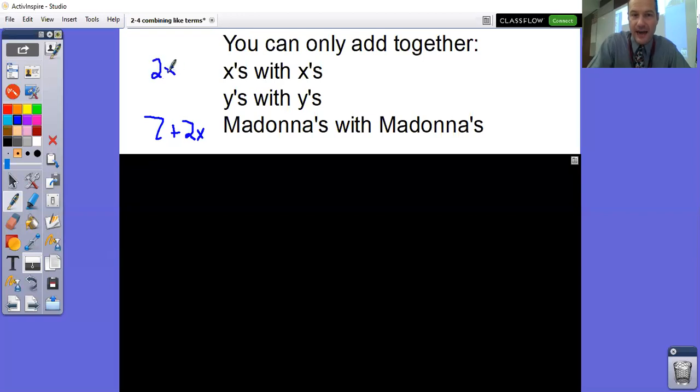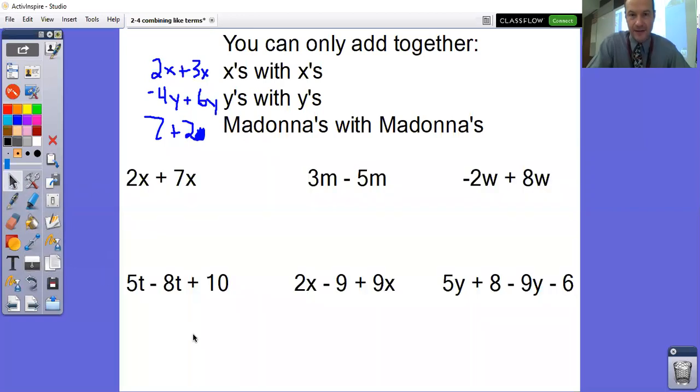For example, if we had a 2X and a 3X, we could add those together. That would be 5X. We could add together a negative 4Y and a 6Y. Those have the same last name. That would be 2Y. But you can't add together these because they don't have the same last name. Now, if it didn't have the X and it was just 7 and 2, we can add those together. So they have to have the same last name in order to add them together.